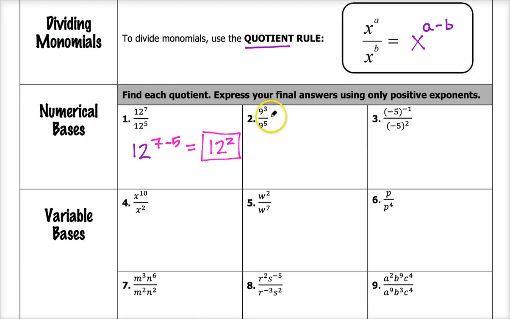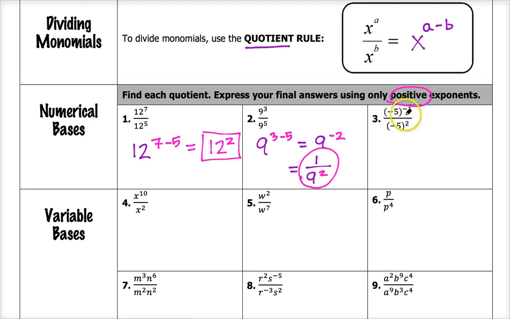Number two, we have 9 to the 3rd power divided by 9 to the 5th power. So we'll keep our base, which is 9, and we're going to take the top exponent, 3, subtract the bottom exponent, 5. 3 minus 5 gives us a negative exponent, so we get 9 to the negative 2 power. And remember, all negative exponents we want to rewrite as positive exponents. So this becomes 1 over 9 squared, which would be our answer.